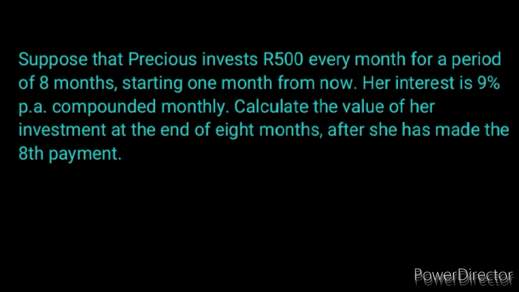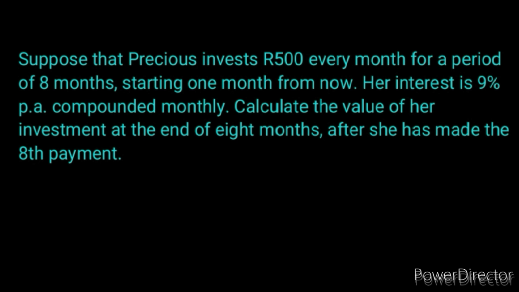Alright, here's the first scenario. They said suppose that Precious invests 500 every month for a period of 8 months, starting 1 month from now. Her interest is 9% per annum compounded monthly. Calculate the value of her investment at the end of 8 months after she has made the 8th payment.